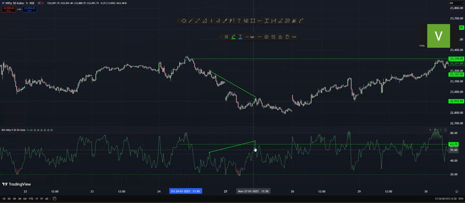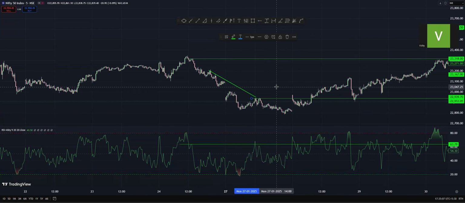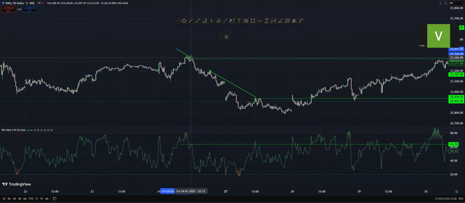So RSI came to the reference level here, RSI reference level, but price didn't, right? So this is one swing point. Now, when RSI again came back to the reference level here, price almost came to this reference level, right? So this was the first reference level, which I told you.